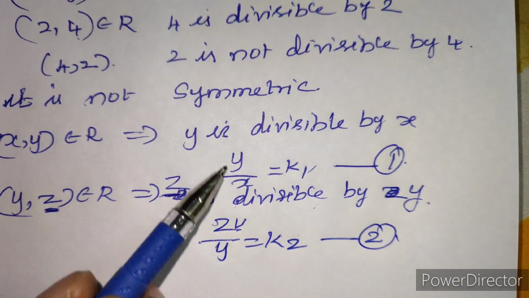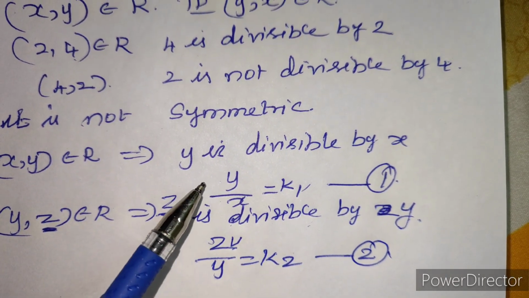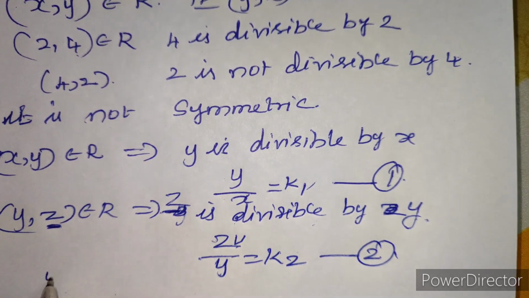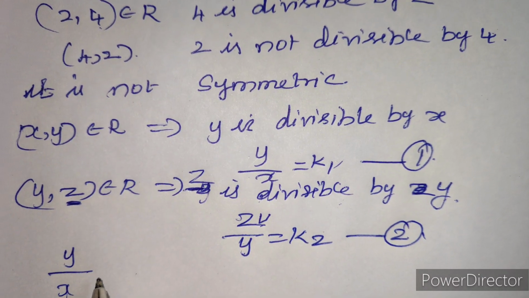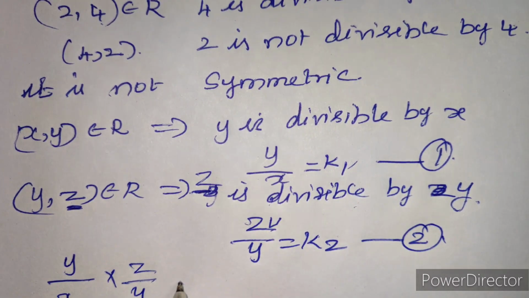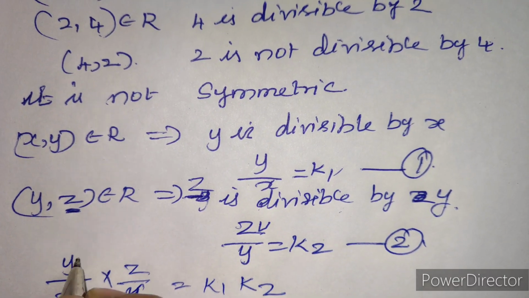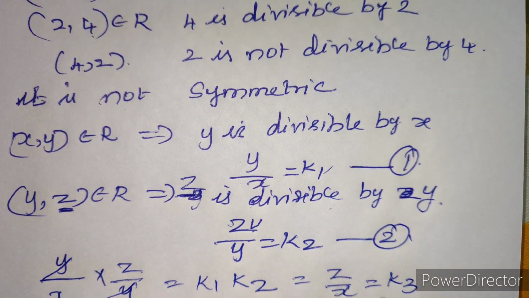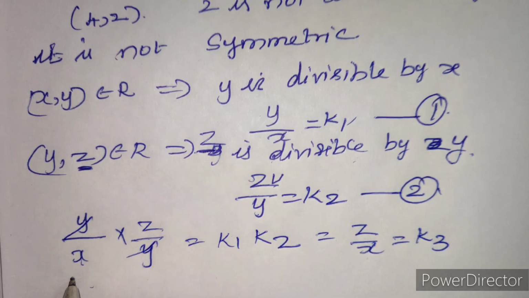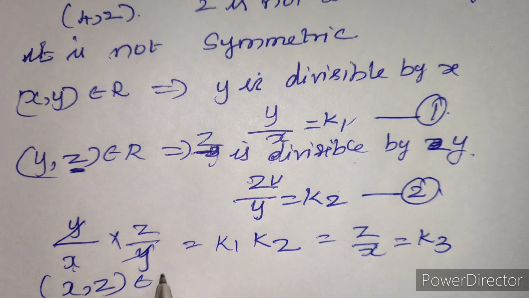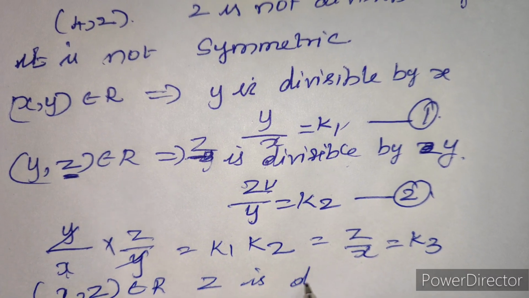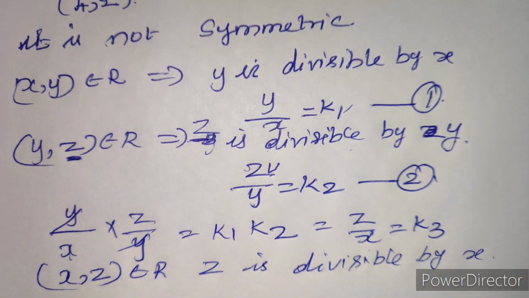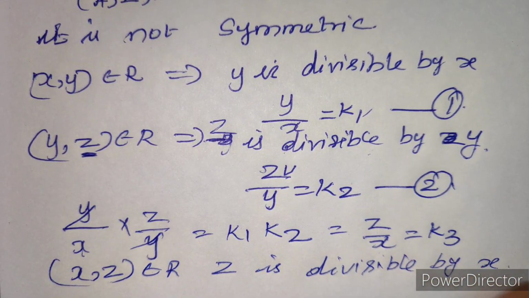Now I multiply y by x and z by y, and the y term is cancelled. So multiplying 1 and 2, y by x into z by y equals k1 into k2. Here y gets cancelled, so z by x equals some constant, which I take as k3. Therefore we can say that (x, z) also belongs to R because z is divisible by x. Therefore it is transitive.